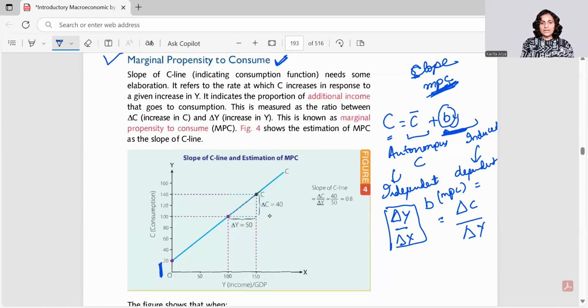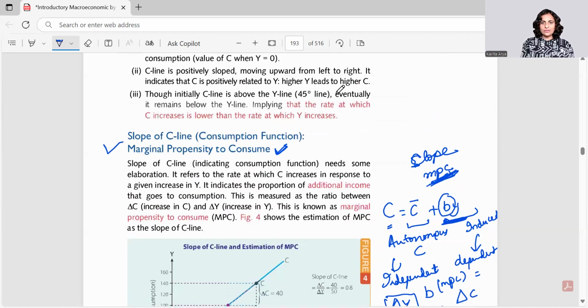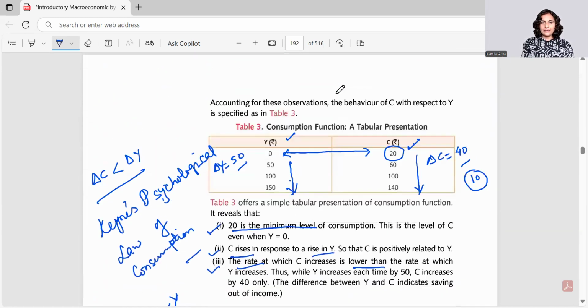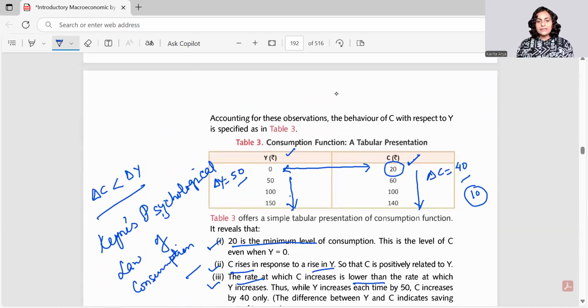So here, as we have seen, I'll showcase it with the previous table. We are showing that income is increasing by 50, the consumption is increasing by 40. So what is delta C? Delta C is 40 and delta Y is 50. So what is my MPC here? MPC becomes 40 by 50, that's equal to 0.8. If you see the same values at this level, from 100 to 150, again delta Y is 50, but delta C is 40. It simply means that MPC again is 40 by 50.